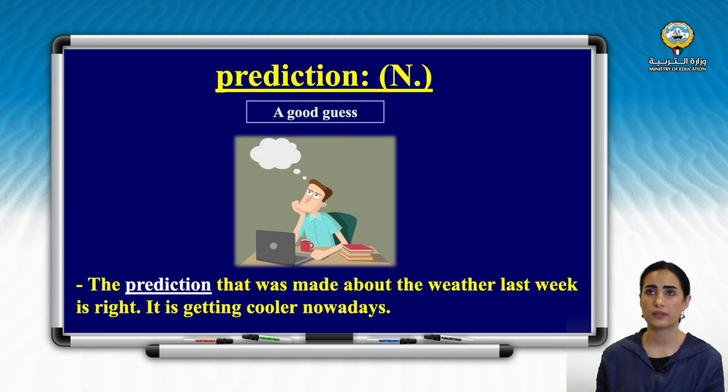Now moving on to the next word, that is the word prediction. Repeat after me. Prediction. What part of speech is prediction? It's a noun. Good. Let's use it in a sentence. The prediction that was made about the weather last week is right. It is getting cooler nowadays. So, what do I mean by the word prediction? It means a good guess.